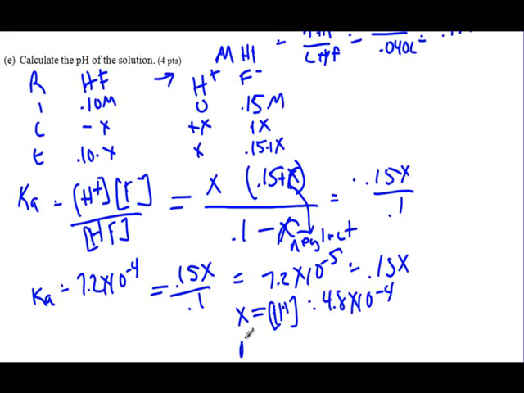So my pH is equal to the negative log of 4.8 times 10 to the minus 4. We've had two sig figs all along, so it's going to be 3.32. Alrighty.